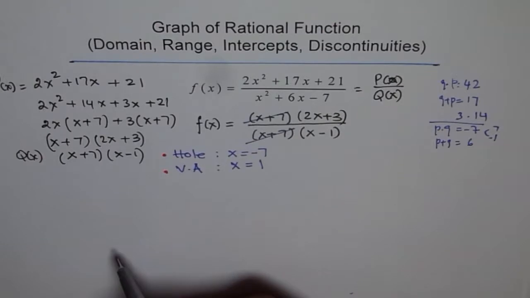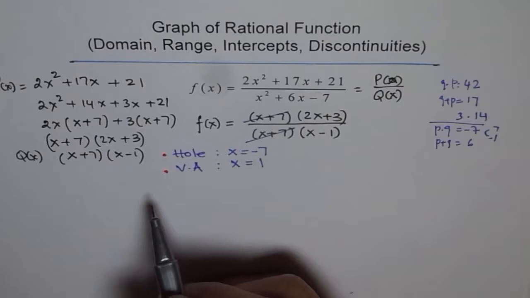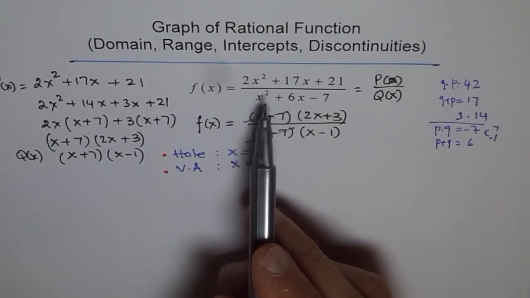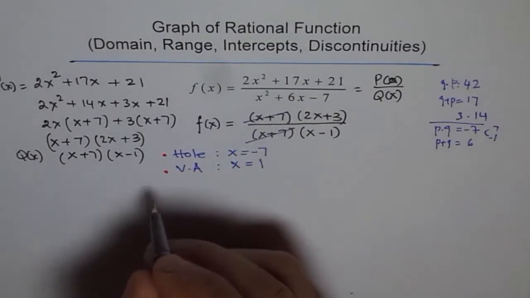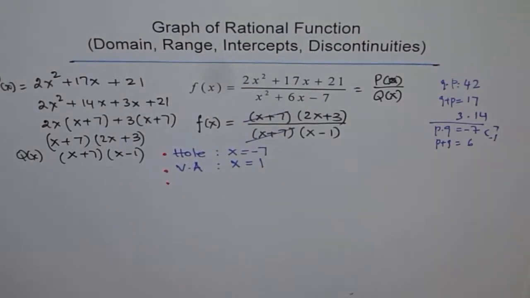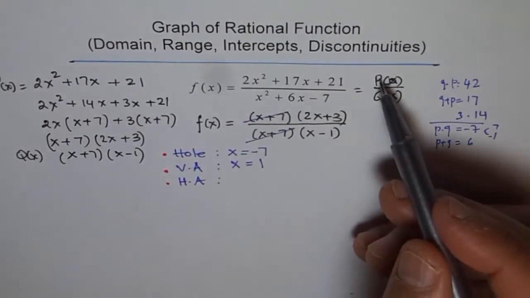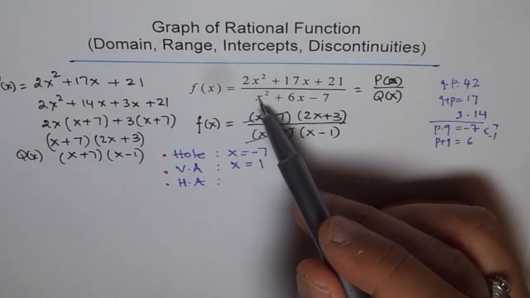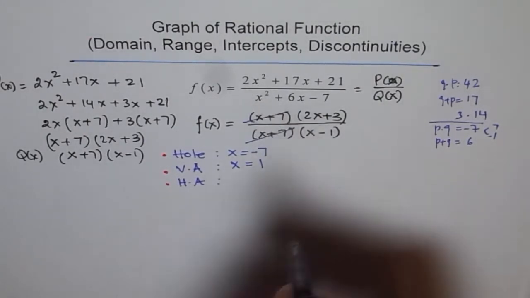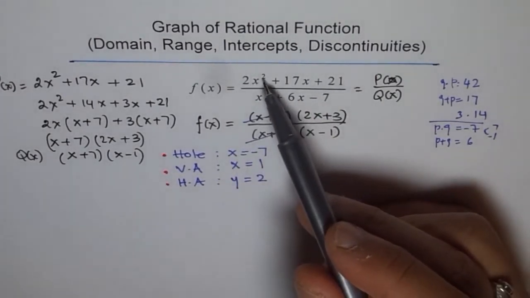Now, let's look into the asymptotes. Asymptotes are very, very critical and important parameters to define our rational function. While the degrees of both numerator and denominator are the same, we already have a vertical asymptote with us. Now the other asymptote could be a horizontal asymptote. So let's figure out the equation of the horizontal asymptote. Since the degree of both p and q are the same, we have a horizontal asymptote, and the equation of the horizontal asymptote is the ratio of leading coefficients. So it is y equals 2, right? I hope you remember how to figure this out.